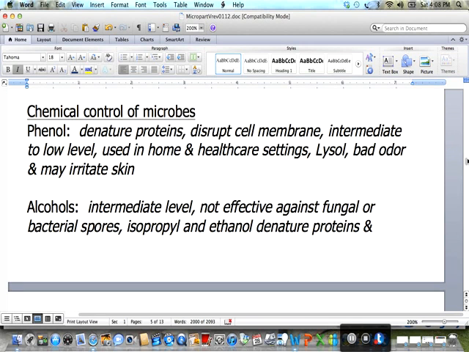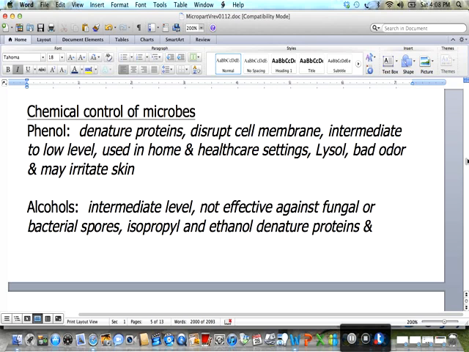Many chemicals are used to control microbes. Phenol denatures proteins and disrupts cell membranes. It is considered an intermediate to low-level disinfectant and is used in home and healthcare settings. An example is Lysol. A disadvantage of phenol is the bad odor, and it may irritate the skin.